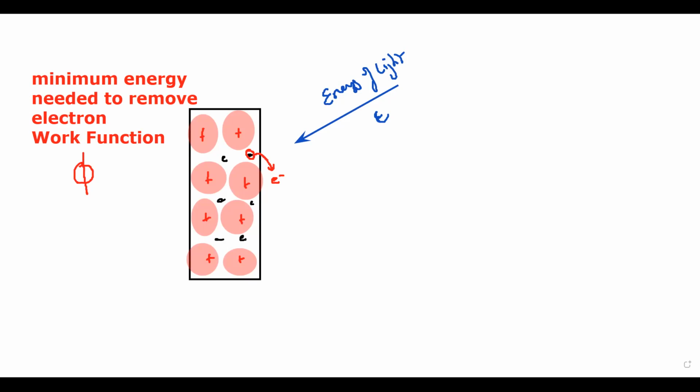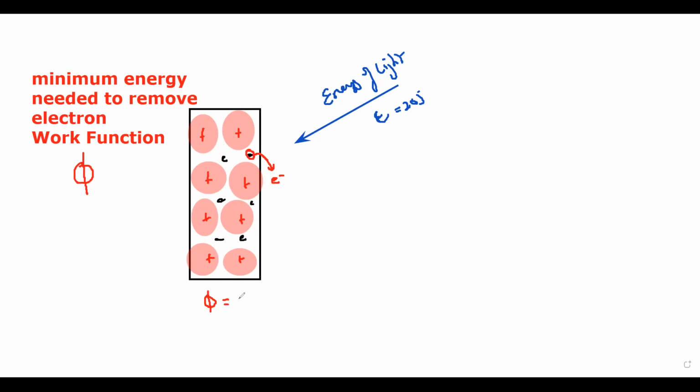So if the energy of the light is 20 joules, and the work function of the metal is the minimum possible energy... every metal has its own work function, depending on the strength of the attraction between the electron and the positive ion. If there is a strong attraction, it is difficult to remove the electron, so it has a higher work function. When the attraction is weaker, it is easy to remove the electron, so it has a lower work function.